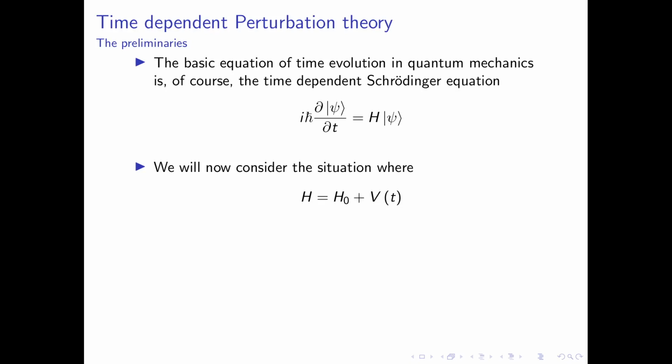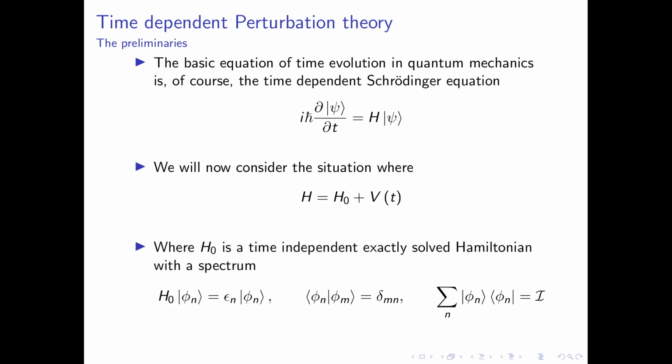We think of the Hamiltonian as a sum of two pieces, H0 plus V of t, where H0 is a time-independent exactly solved Hamiltonian with a given spectrum. The spectrum is, of course, the eigenvalues and eigenkets of H0. We assume that we know this spectrum completely. We know all the phi n's such that H0 acting on phi n is equal to epsilon n phi n. These eigenkets are orthonormal, so the bra phi n ket phi m overlap is delta mn. They also form a complete set.